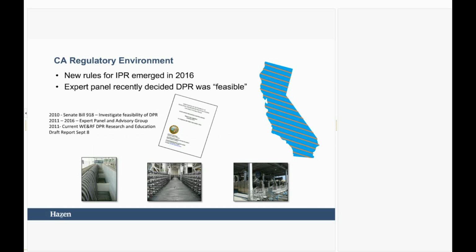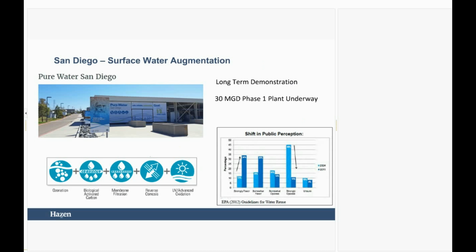California has also been working on an investigation into direct potable reuse. In 2010, a Senate bill went through the California state government, which mandated a review of the feasibility of direct potable reuse. An expert panel was set up to review that potential, and a number of research projects were funded through the Water Reuse Research Foundation, now part of the Water Environment Research Foundation, to support research in those areas. I'll get back to a couple of those projects in a moment.